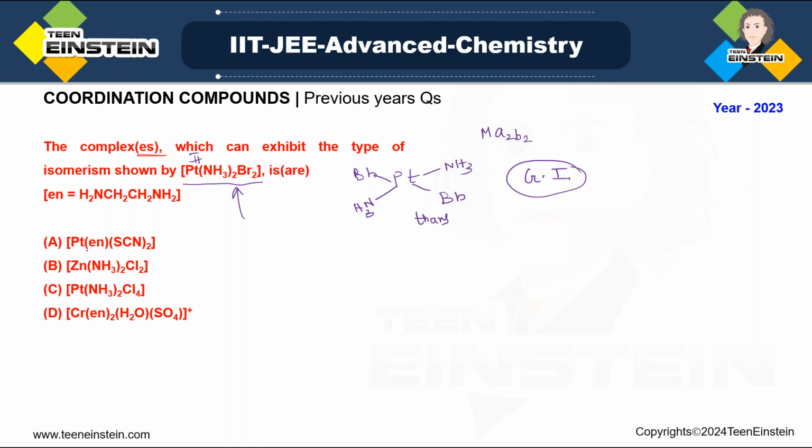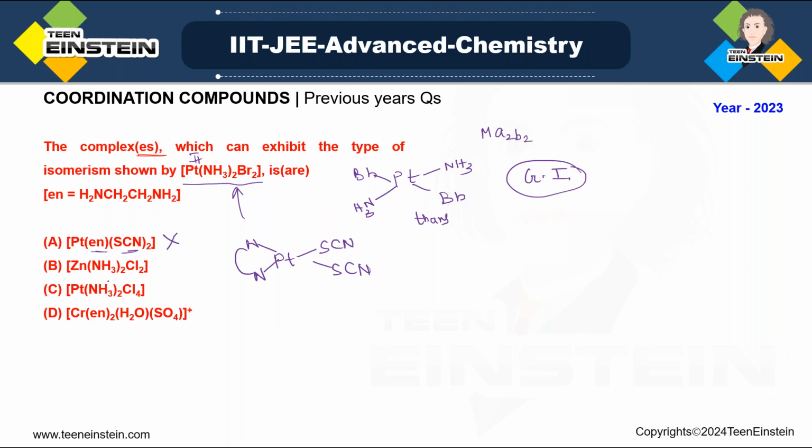Come to the first one. Here we have en and ACN. Now Pt, when there is ACN, that means 2 ACN, and as there is ethylene diamine, that means one cis position is already locked, so it cannot show geometrical isomerism. It is cancelled.